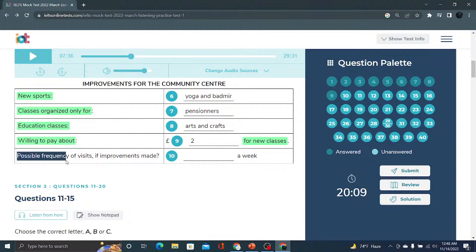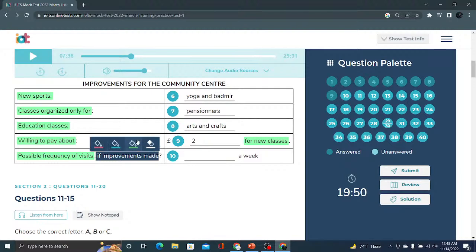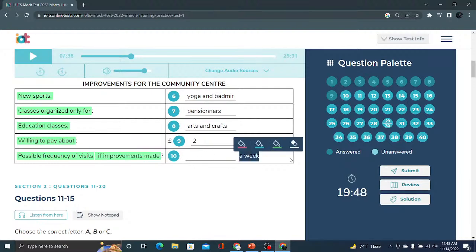Possible frequency of visits if improvements made, blah blah a week. Visit, improvement made, a week.